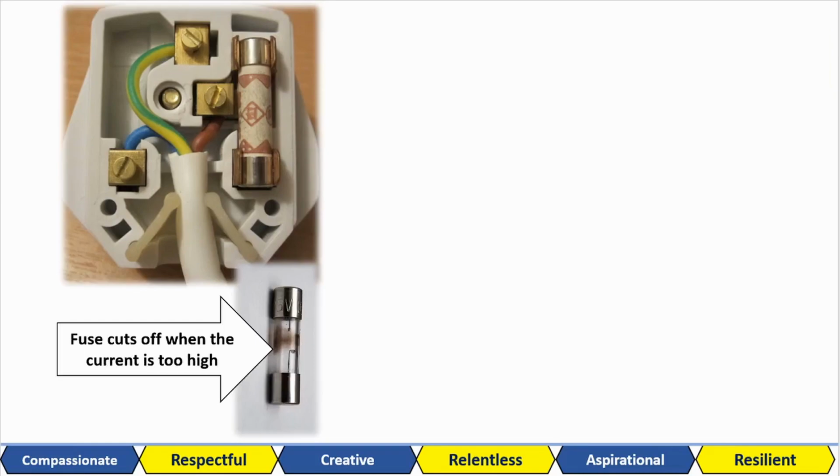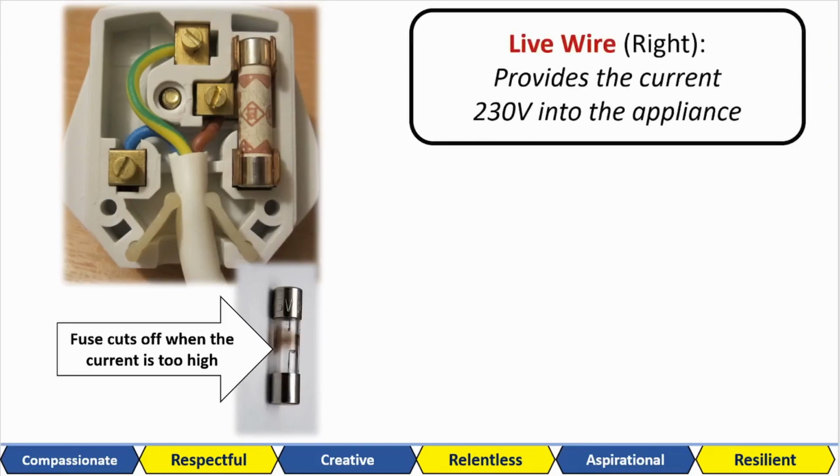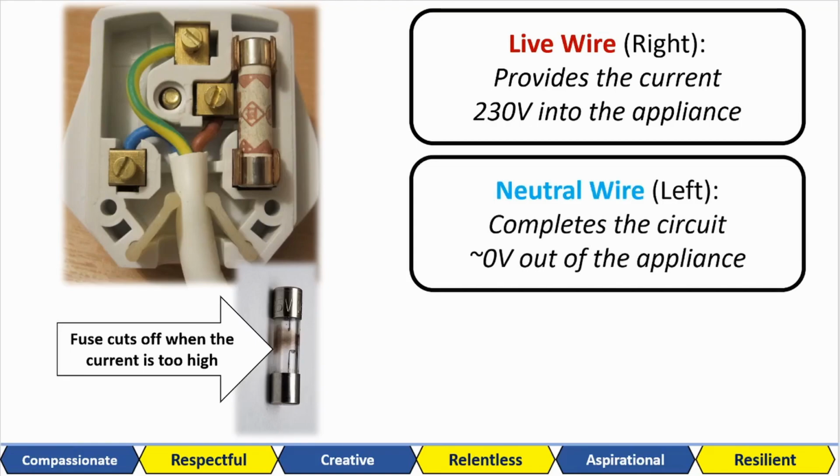Let's summarize these 3 wires. The live wire, that dangerous wire, which is on the right, provides the current and it supplies 230 volts to the appliance. The neutral wire is on the left, and this is the wire that completes the circuit. The potential difference coming out of this is almost 0 volts.